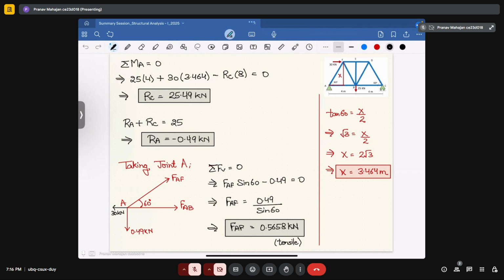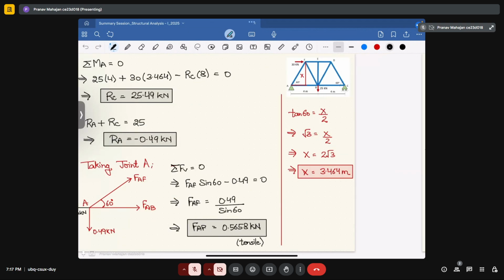Now after determining all the reactions, we will move from point A, or you can say from each joint, till the point we have determined all the forces in the members. So starting from the joint A, we draw the free body diagram of the joint A, and after that we apply the equilibrium equation. So in the equilibrium equation at joint A, we are using summation of vertical forces equal to 0. When we have applied that, we got to know one value, that is the force in member AF, which is coming out to be equal to 0.585658 kilonewton.